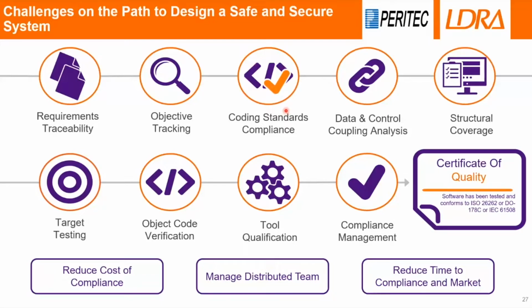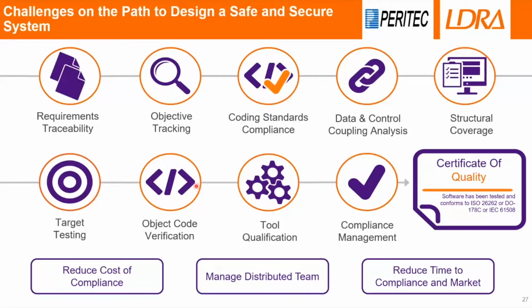During the coding stage, for coding standard compliance, you need to tailor a coding standard and make sure that compliance is achieved. Data coupling and control coupling analysis, for higher safety integrity levels like SIL level 3 or SIL level 4, needs to be performed and you need to be able to demonstrate it. Structural coverage, including statement coverage, branch coverage and MCDC coverage, needs to be analyzed and it has to be 100%. And for higher critical systems, target testing needs to be performed because testing on a simulator is not recommended due to memory related and timing related issues.